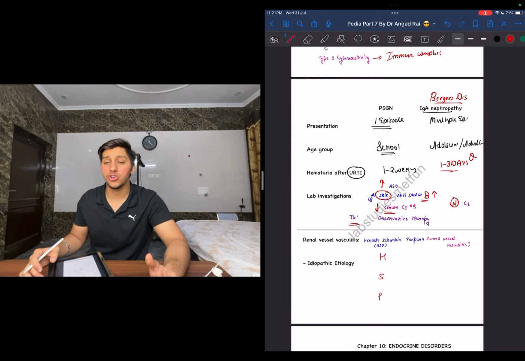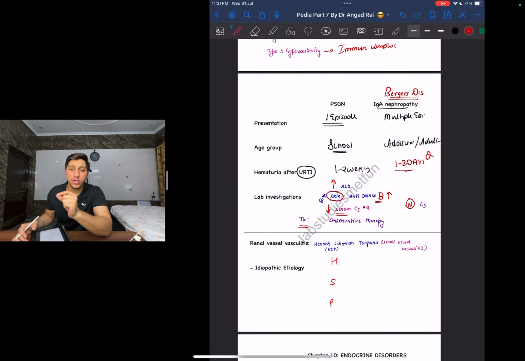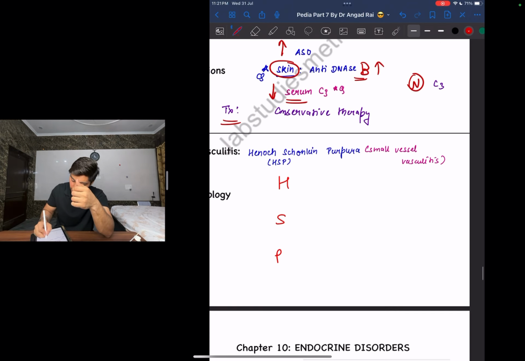Another topic, let's talk about renal vessel vasculitis. That is going to be your Henoch-Schonlein purpura. Remember, guys, when we were talking about Kawasaki disease, Kawasaki was a medium vessel vasculitis. But over here, Henoch-Schonlein purpura is going to be a small vessel vasculitis.